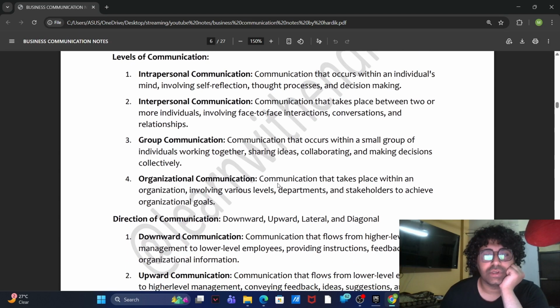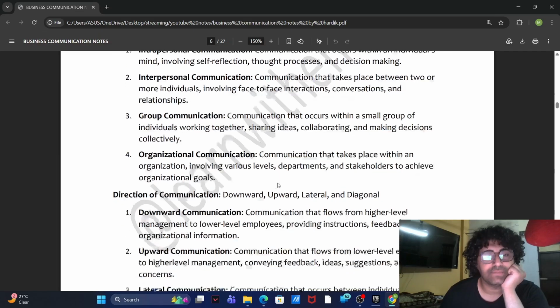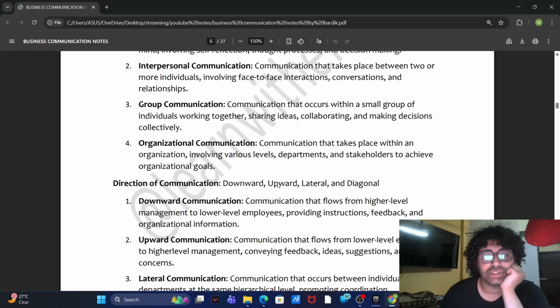Group communication. Communication that occurs within a small group of individuals working together, sharing ideas, collaborating, and making decisions collectively. Organizational communication. Communication that takes place within an organization, involving various levels, departments, and stakeholders to achieve organizational goals.